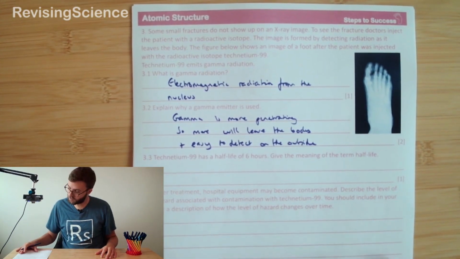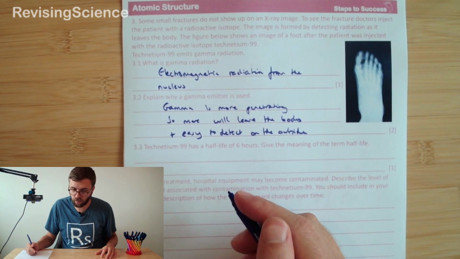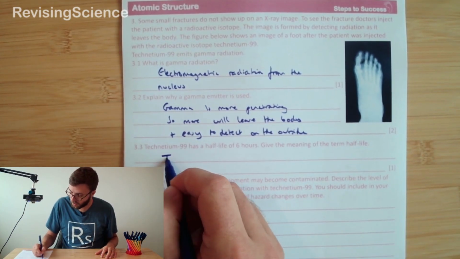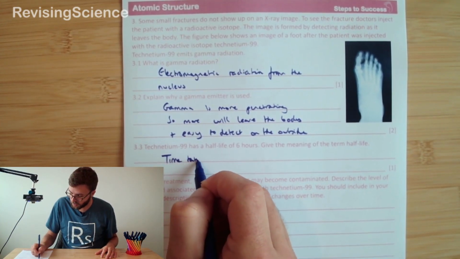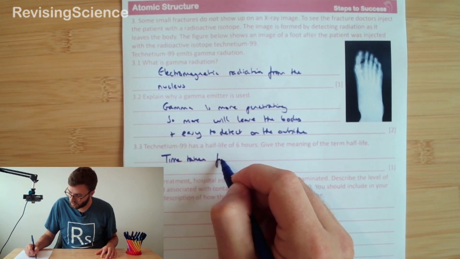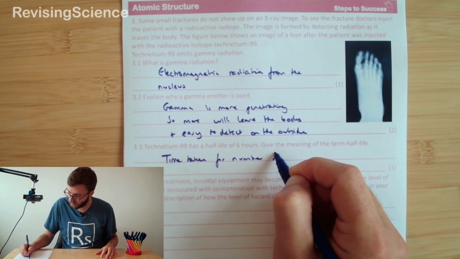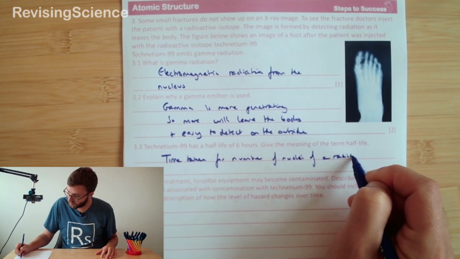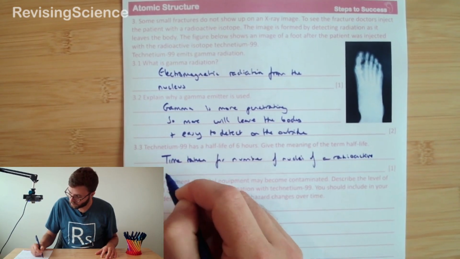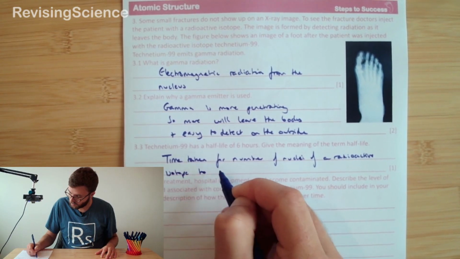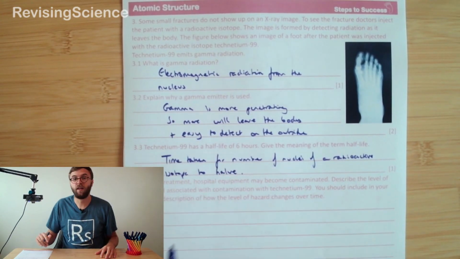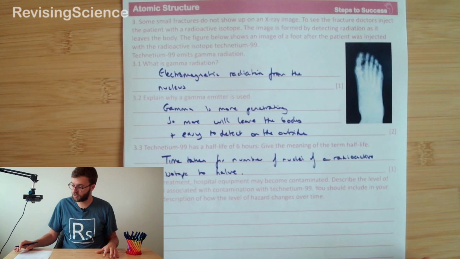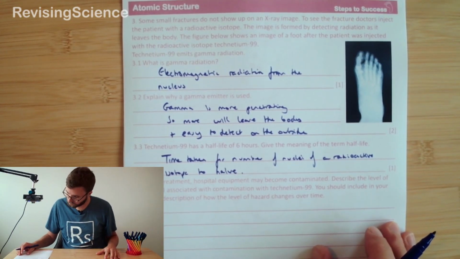Technetium-99 has a half-life of 6 hours. Give the meaning of the term half-life. Again, it's only a 1 marker. We need to get both those points in that we said earlier. So it's the time taken for the number of nuclei of a radioactive isotope to halve. Again, learning those, use our knowledge builders, nice and simple.